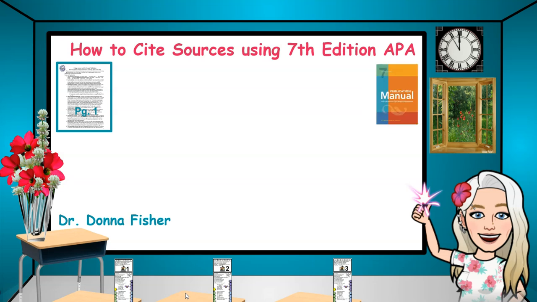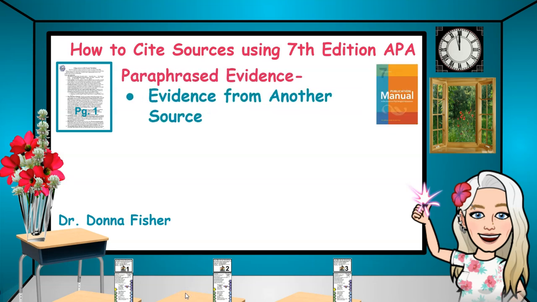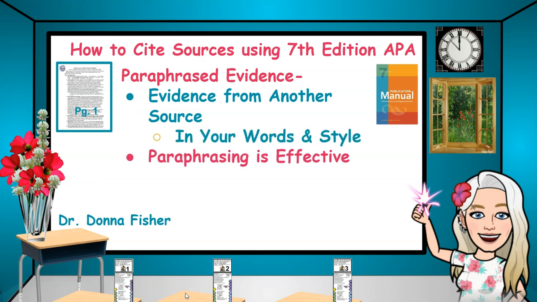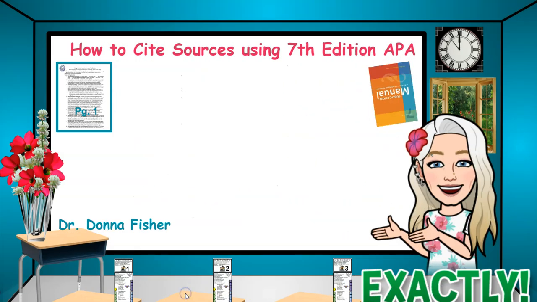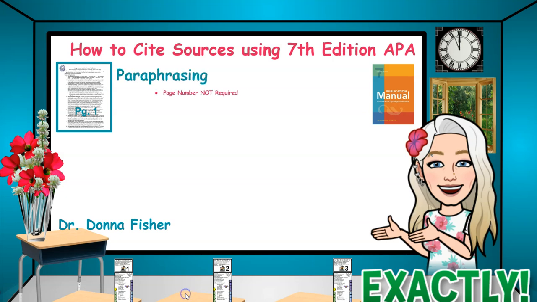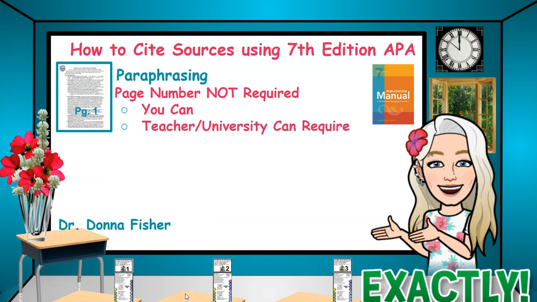Paraphrased evidence is evidence from another source written inside your work in your own words and style. According to APA, paraphrasing is an effective writing style to summarize and synthesize information from one or more sources. In APA, it is not required to put a page number when paraphrasing. However, you may include one, and/or your teacher or professor or university may require putting a page number in addition to the author and year to help readers locate the exact source.